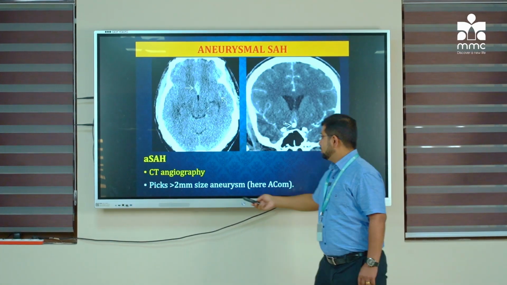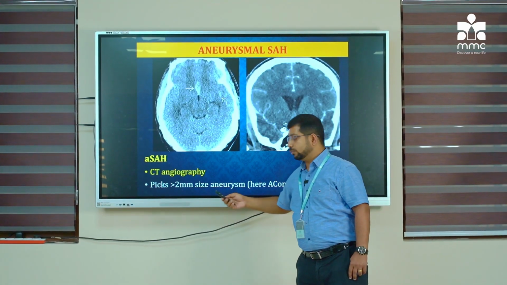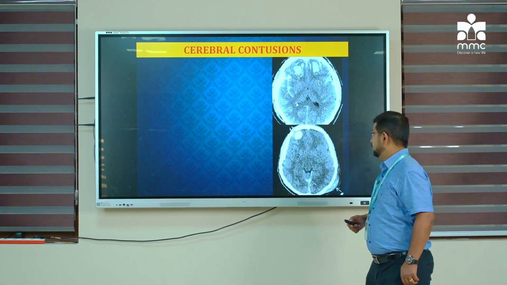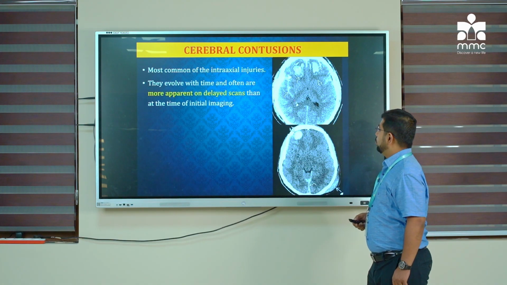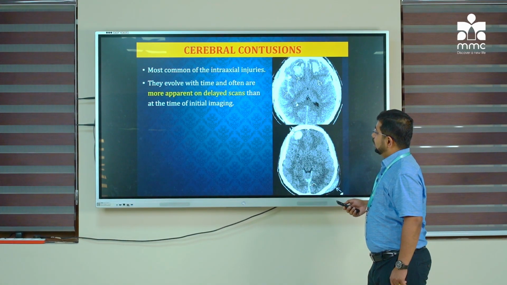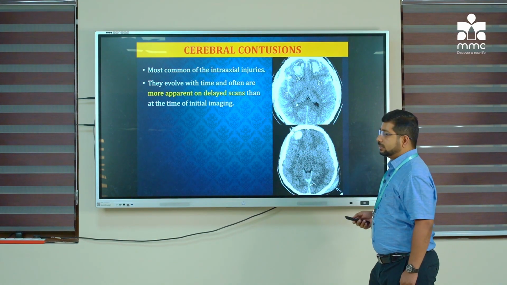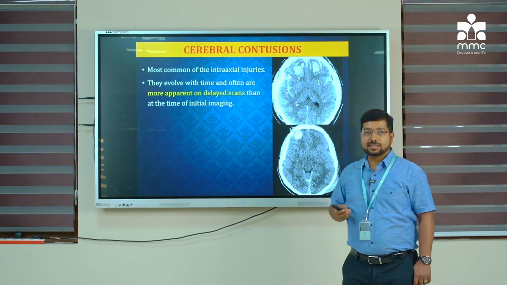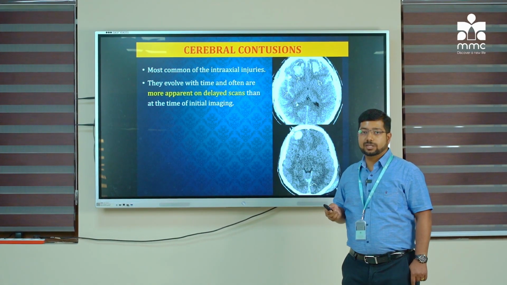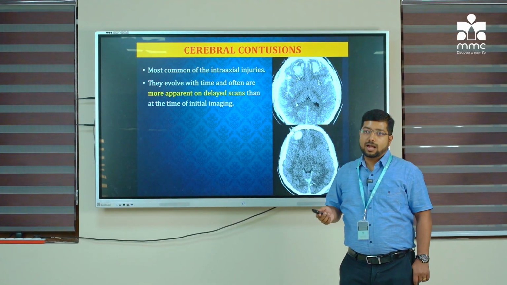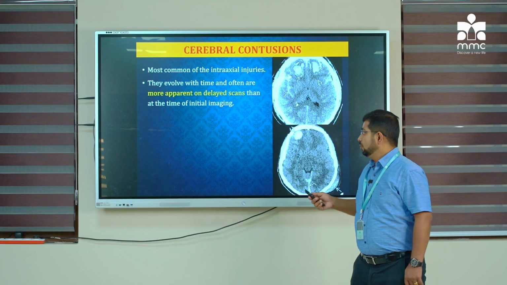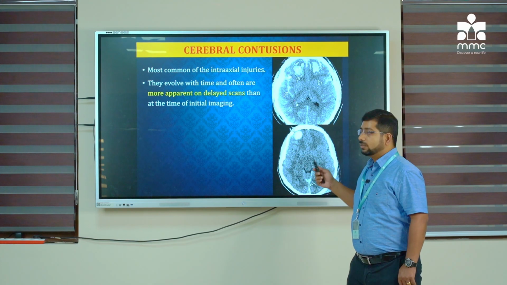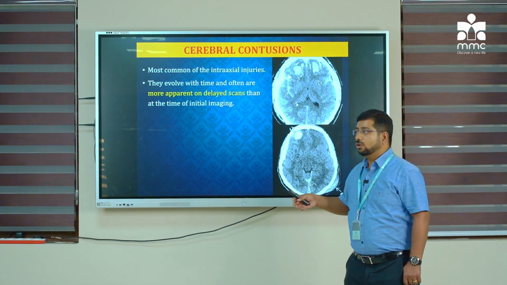An aneurysm which is more than 2 mm in size can be picked up on CT angiography. Coming to cerebral contusions, so most common type of intracranial injury, it is one of the most common types. The patient had history of trauma, and we mentioned all the subarachnoid hemorrhage, subdural hemorrhage, all those things were written in the CT report, and the patient, they sent for follow-up the next day. So what happens is then the report will come as that there is lot of contusions in the frontal lobe, in the temporal lobe, some contusions are there.